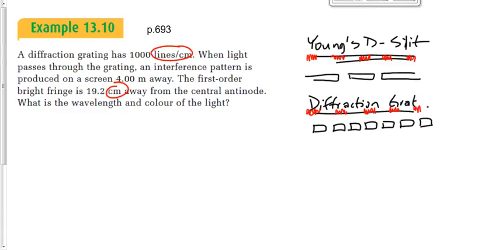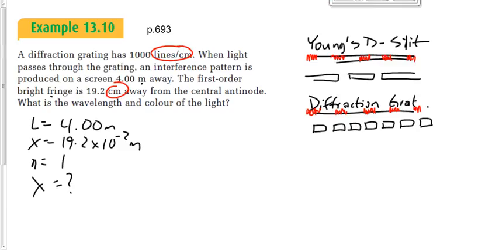We have a screen that's 4 meters away. L is 4.00 meters. We have a first order bright fringe measured from the central antinode. That's going to be x, 19.2 times 10 to the minus 2 meters, or 0.192 meters. We're going to say that n, first order bright fringe, central antinode, n is equal to 1. We want to find wavelength. We also have something that's 1,000. That's not d, rather that's 1 over d. That's the reciprocal of d.